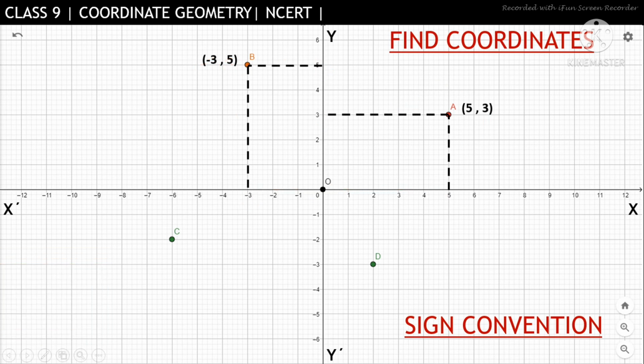So you have to clearly understand this. The sign convention is very much important. You can see here point B is at a distance of 3 units, but it is on the negative side, minus 3, and B has a distance of 5 units from the x-axis. So you can see here positive one. So minus 3 along the x-axis. First is the x-coordinate and then the y-coordinate.